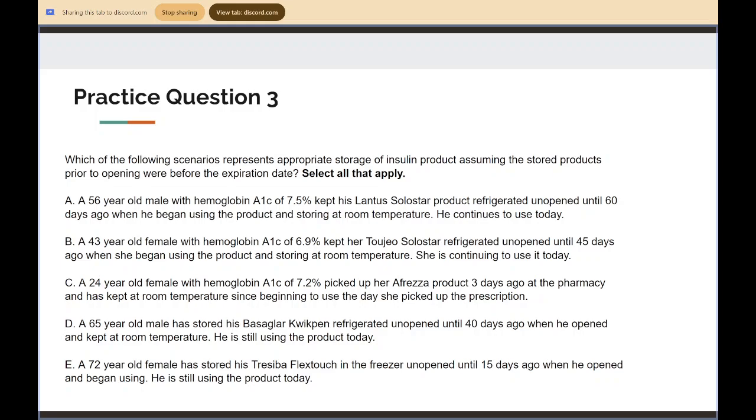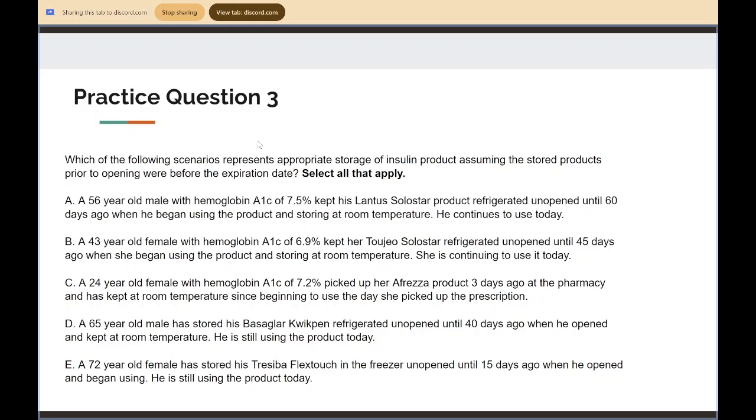...at the pharmacy and has kept it at room temperature since beginning to use it the day she picked up the prescription. Choice D, a 65-year-old male has stored his Basaglar QuickPen refrigerated unopened until 40 days ago when he opened it and kept it at room temperature. He is still using the product today. Choice E, a 72-year-old female has stored her Tresiba FlexTouch in the freezer unopened until 15 days ago when she opened and began using it. She is still using the product today.